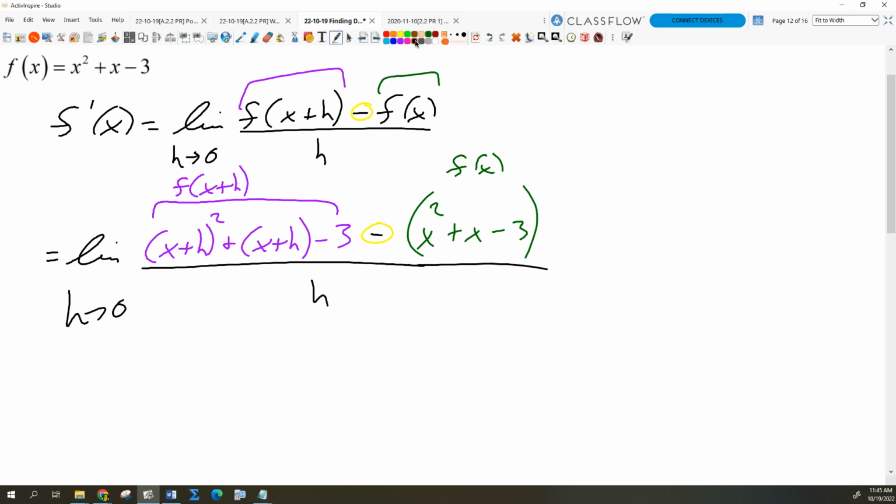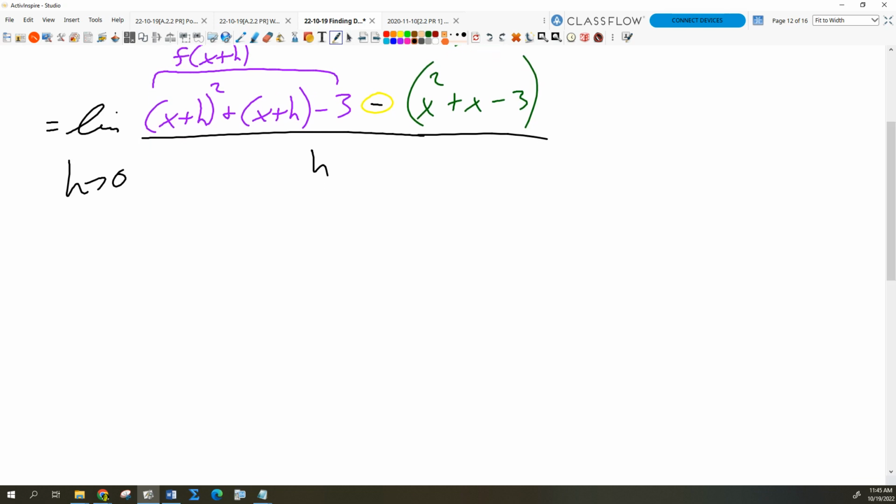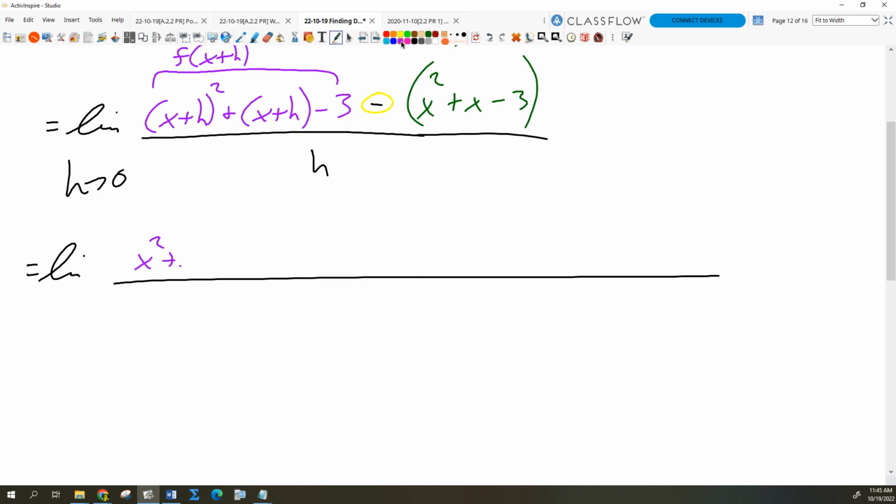And now we just roll up our sleeves and flip into algebra mode, right? So we'd have to expand this whole thing out. So what is the quantity x plus h squared? Good. X squared plus 2xh plus h squared. And you can, I mean, if you want to know that for sure, I'm going to force you guys to.